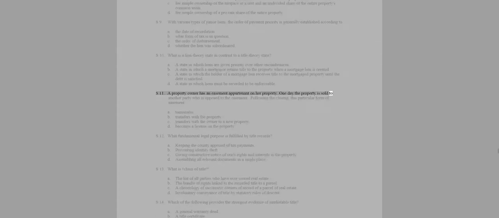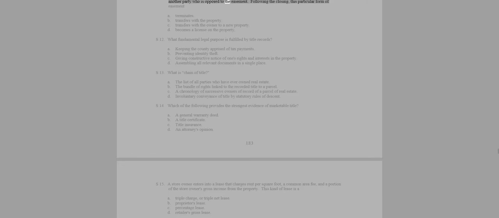S11. A property owner has an easement appurtenant on her property. One day the property is sold to another party who is opposed to the easement. Following the closing, this particular form of easement A. Terminates. B. Transfers with the property. C. Transfers with the owner to a new property. D. Becomes a license on the property.